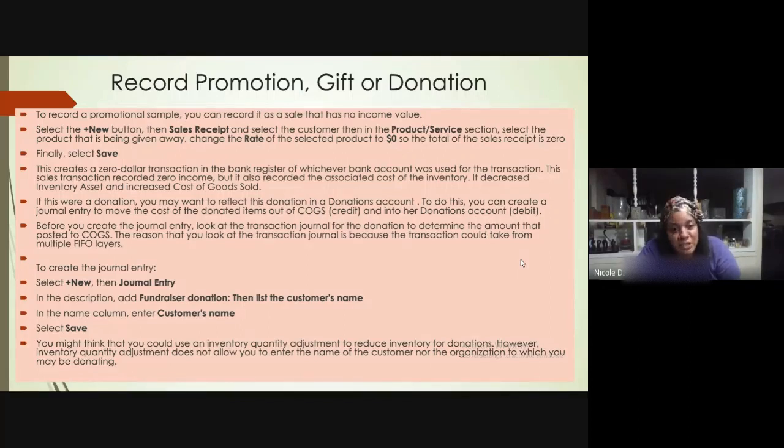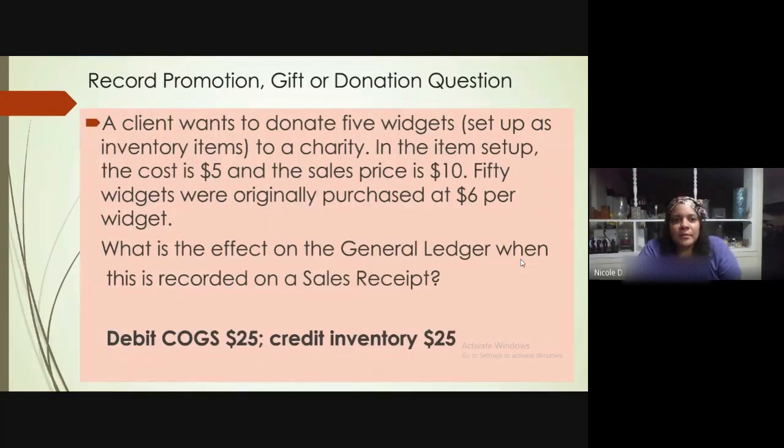In the name column, you would list your customer's name, and then you would select save. You might think that you can use an inventory quantity adjustment to reduce inventory for donations. However, using that method will not allow you to enter a name to a specific customer that you donated to. Here's a question with that topic.